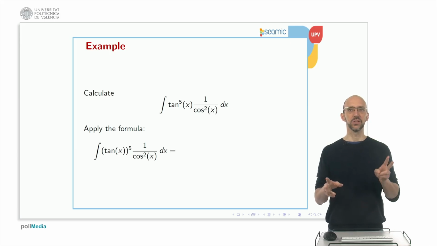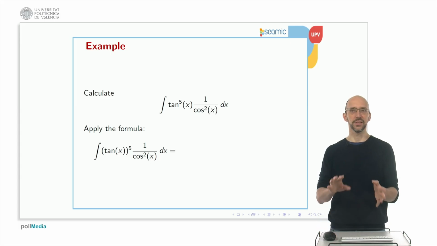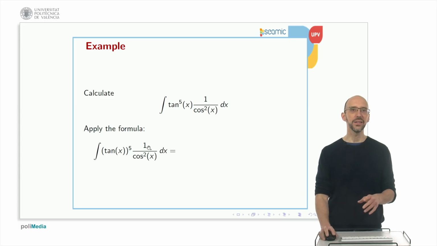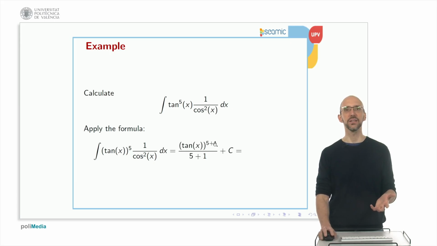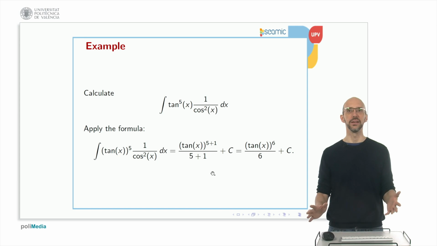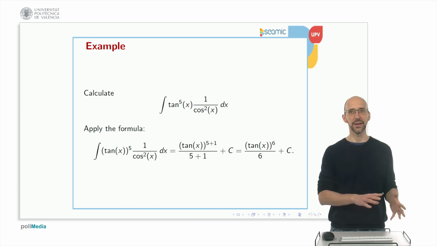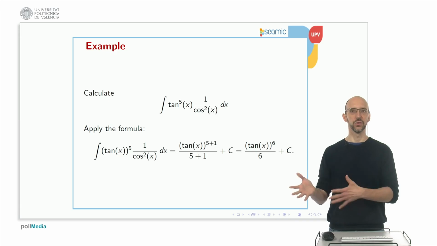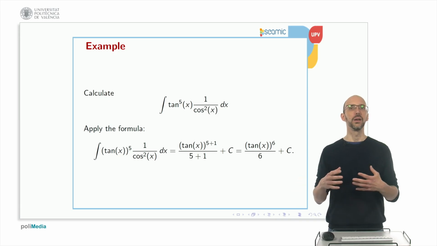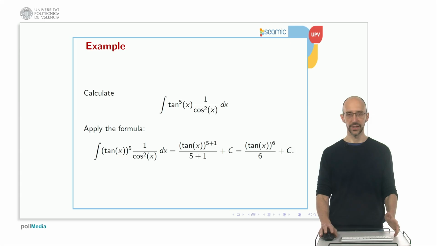The derivative of the tangent has two equivalent expressions. One is 1 over cosine square of x. The other one is 1 plus tangent square of x, but this does not appear here. I got the derivative of the tangent here. So I got a function powered to a number and the derivative is outside. So applying the formula, this is tangent to the 6th power divided by 6, and it's done. Something that could be really hard using a different change of variables. In this case, it's just trivial, so piece of cake.